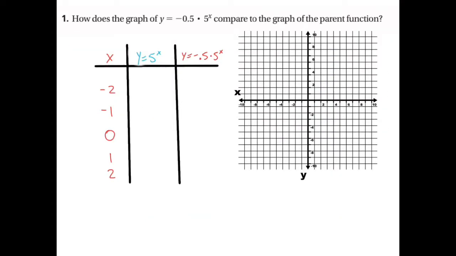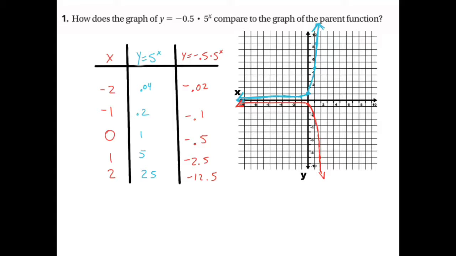The second problem asks us to do the same thing. It says, how does the graph of negative 0.5 times 5 to the x power compare to the graph of the parent function? So what we want to do is complete a table of values, and then graph the two items and talk about how they compare. So I'll give you a second, pause, see if you can graph the two of these and see if you can tell how they compare.